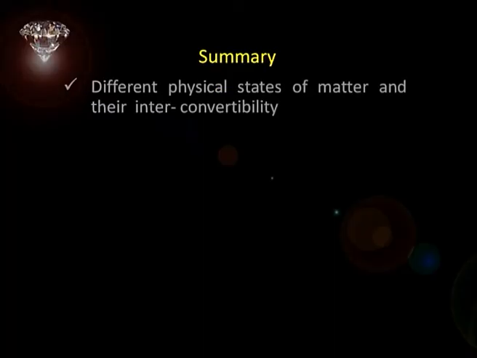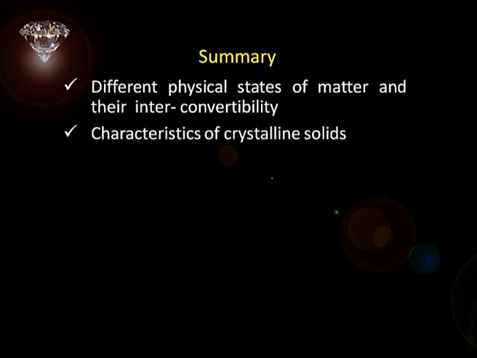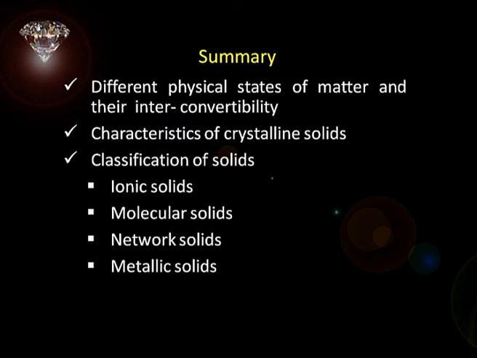Let's quickly sum up what we've done today. We talked about the solid state as one of the physical states of matter. In this context, we started with different physical states and their interconvertibility in terms of energetics. That means if we give energy to the system, how does the physical state change, or if we take energy from it, how does the system change. Thereafter, we touched upon different characteristics of crystalline solids, in terms of their hardness, cleavability and many more things. Then we talked about the classification of solids, using as the basis the nature of the species constituting the solid and the interaction between them, and on that basis we classified solids into ionic solids, molecular solids, network solids and metallic solids.